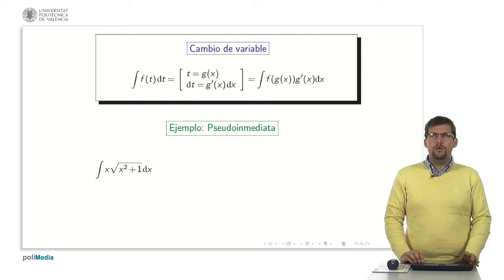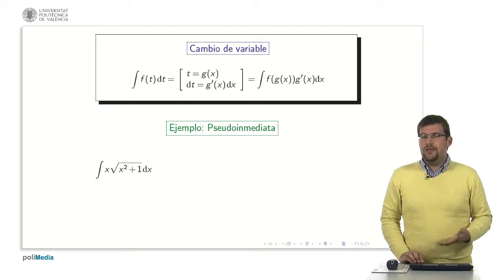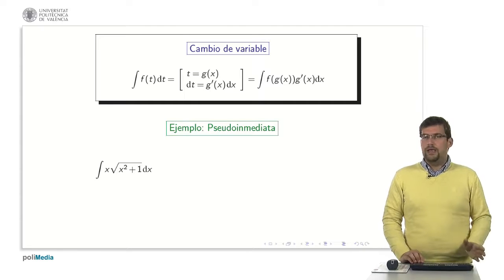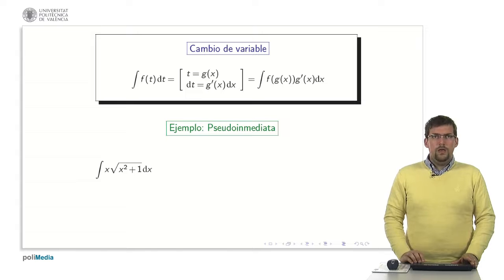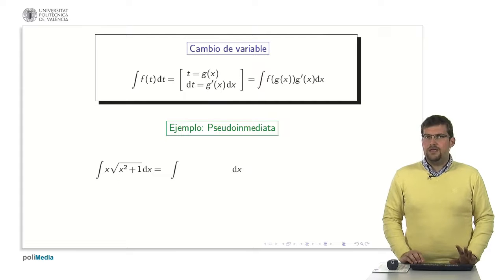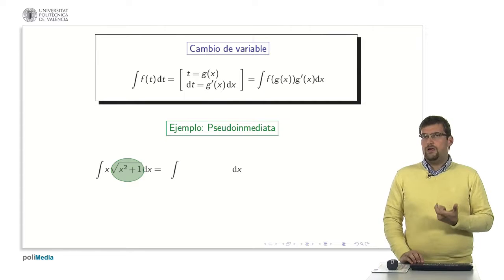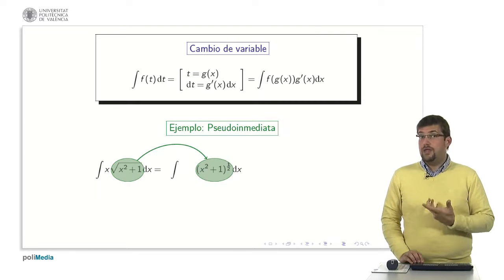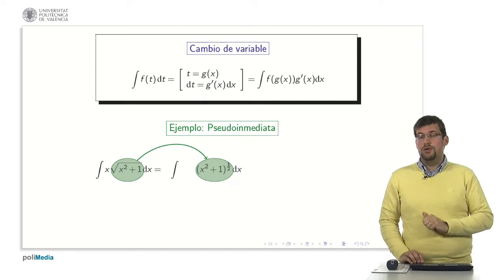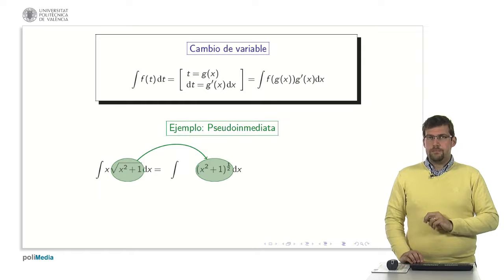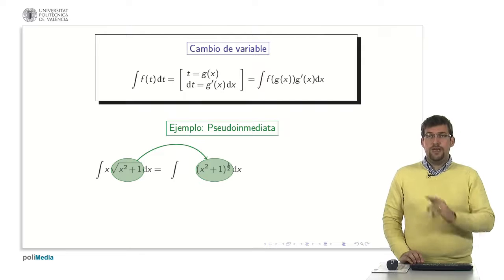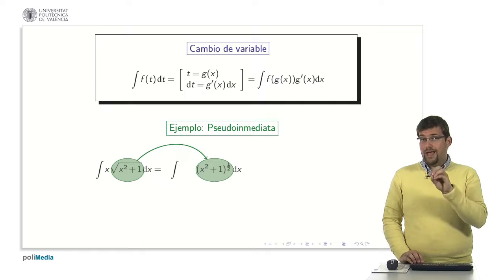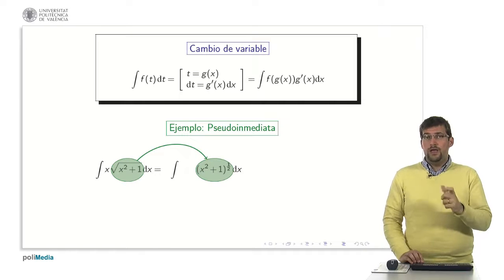Let's see an example of how this is applied in pseudo-immediates. Given this integral, the integral of x multiplied by the root of x squared plus 1, this integral can be rewritten as follows. On the one hand, the square root of x squared plus 1 could be written in its power notation, which would be a function x squared plus 1 raised to 1 divided by 2. Thinking about the formula we have above, we notice that right there we have a function g, which would be x squared plus 1.